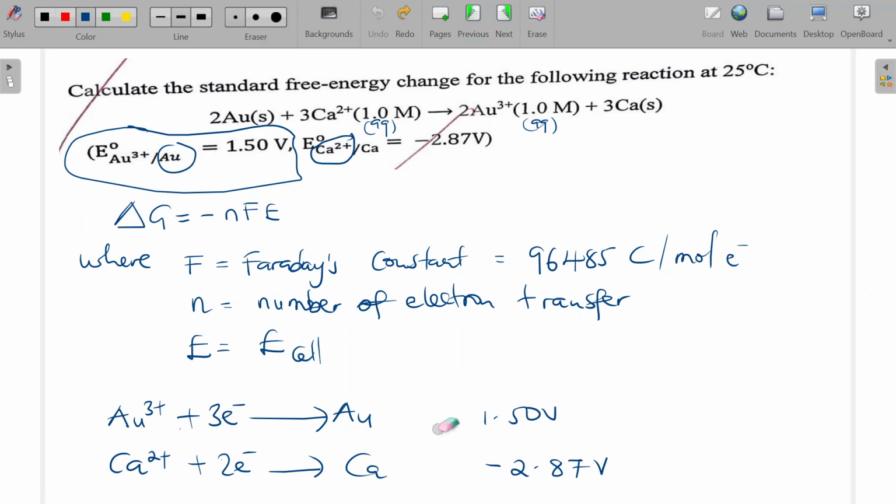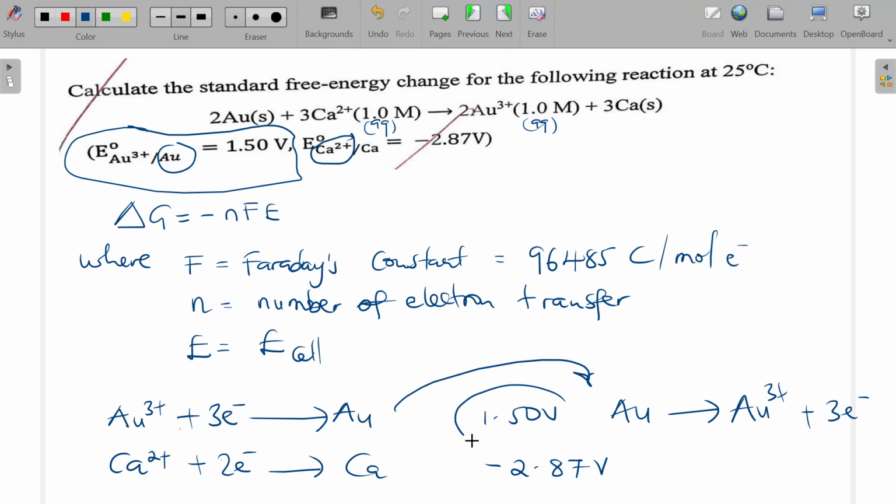So this one is the one undergoing oxidation, so we're going to change it to become an oxidation reaction. This one will be Au, so we switch it. It's going to become Au giving us Au 3 plus plus 3 electrons, meaning that even this is going to change. It's going to become negative 1.50 volts. So you've identified that this is the one at the anode, and this one is the one at the cathode.